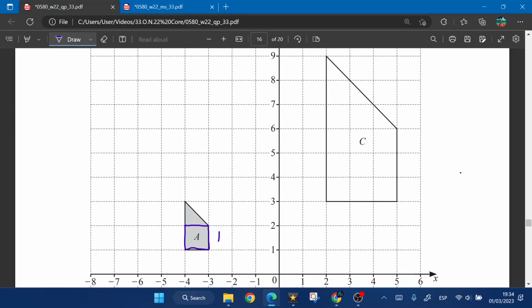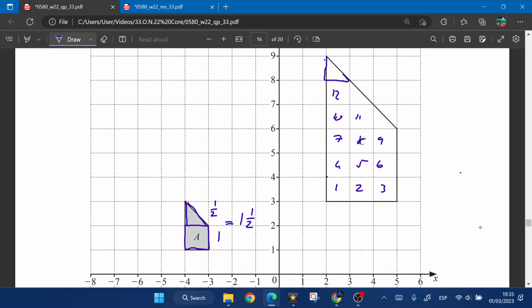And then there we have another half a square. So the total area is 1.5 squares. Shape C, let's count the squares. 1, 2, 3, 4, 5, 6, 7, 8, 9, 10, 11, 12 squares.